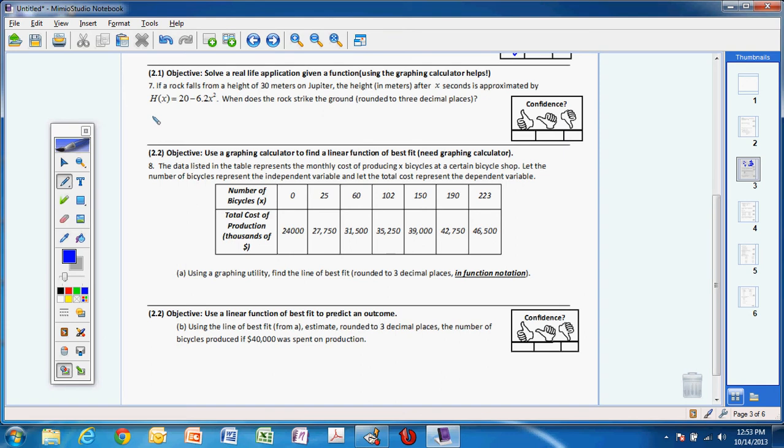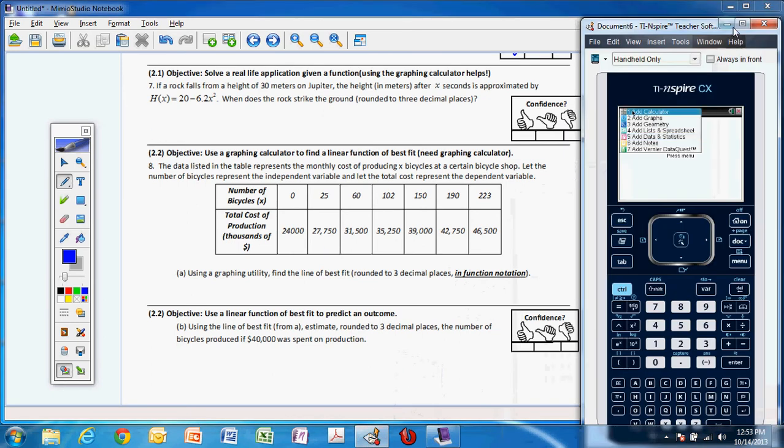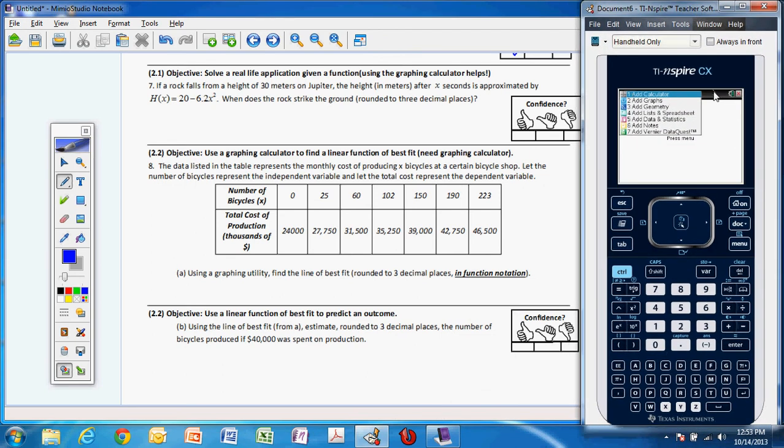So the first thing we're going to do is go to our graphing calculator and plug it in. If I pull up my graphing calculator, you're going to open a new document and go to number 2, add graph. So from here, all I'm going to do is enter in my function. In this case, it's 20 minus 6.2x squared. So 20 minus 6.2x squared, and you're going to hit enter, and it shows up.